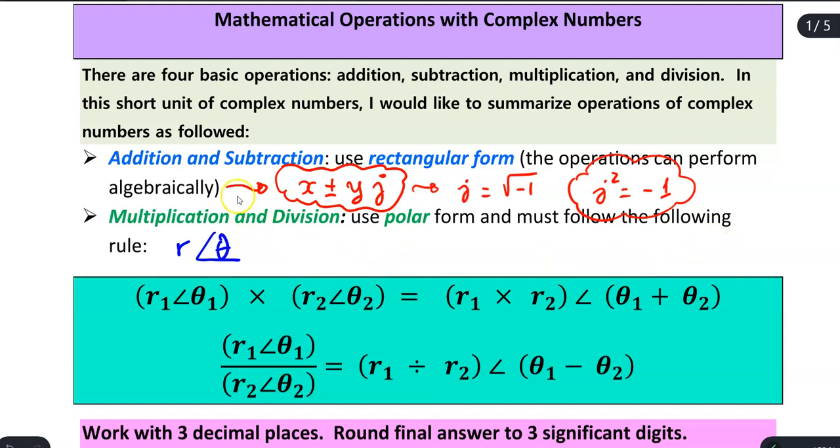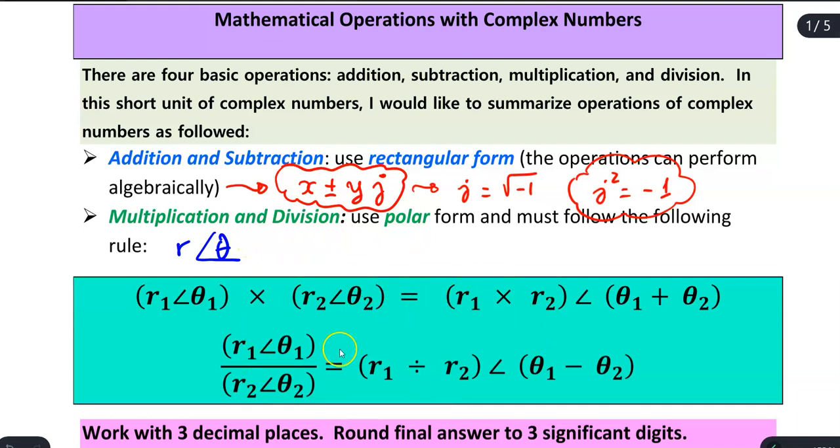Alright, so if we are going to add or subtract complex numbers, we need to put them in rectangular form. The simple way to deal with addition and subtraction of complex numbers is to convert whatever is given to you into rectangular form, and then from there the operation can be performed using algebra. For multiplication and division, we need to use polar form, and it is also the simplest way to perform multiplication and division with complex numbers.